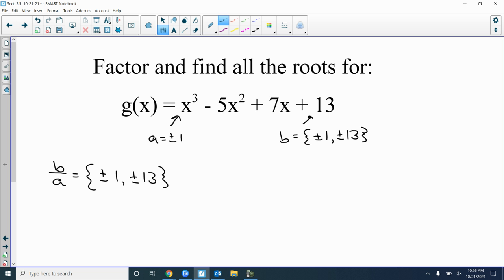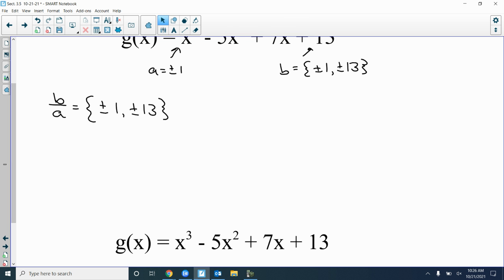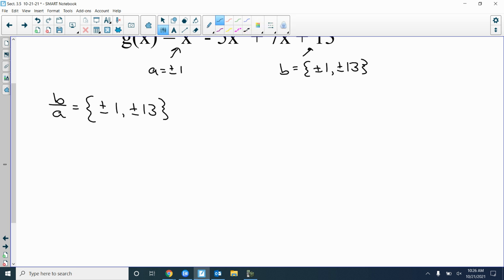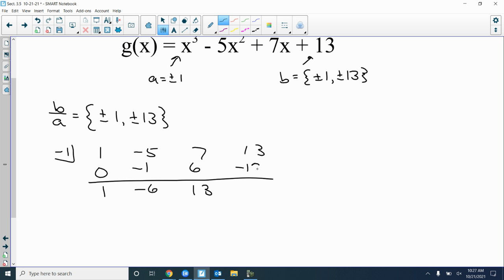Brooks, you get a root? Negative 1. Yes. Negative 1's a root. Okay, so if you got that, you should get a 0. If you didn't get negative 1, go ahead and use synthetic division for negative 1. So I got negative 1 and 1, negative 5, 7, 13, 0. 1, negative 1, negative 6, 6, 13, negative 13. Anybody get anything else at work?